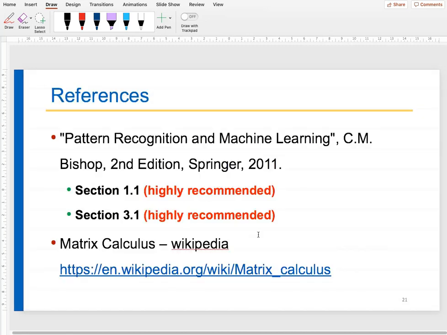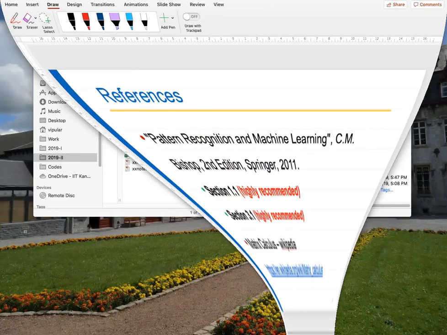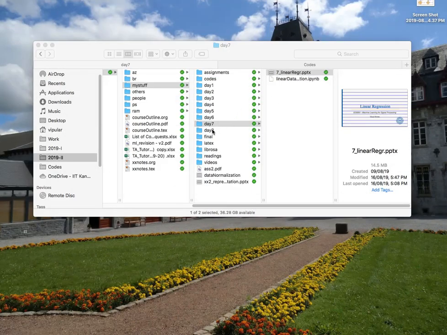Okay, some important references now. In the PRML book, section 1.1, highly recommended. Section 3.1, highly recommended. Section 1.1 is an introduction to machine learning. It deals with various concepts which we briefly covered. And then section 3.1 deals with linear regression, and matrix calculus we have already seen. Okay, so let's come to the next.